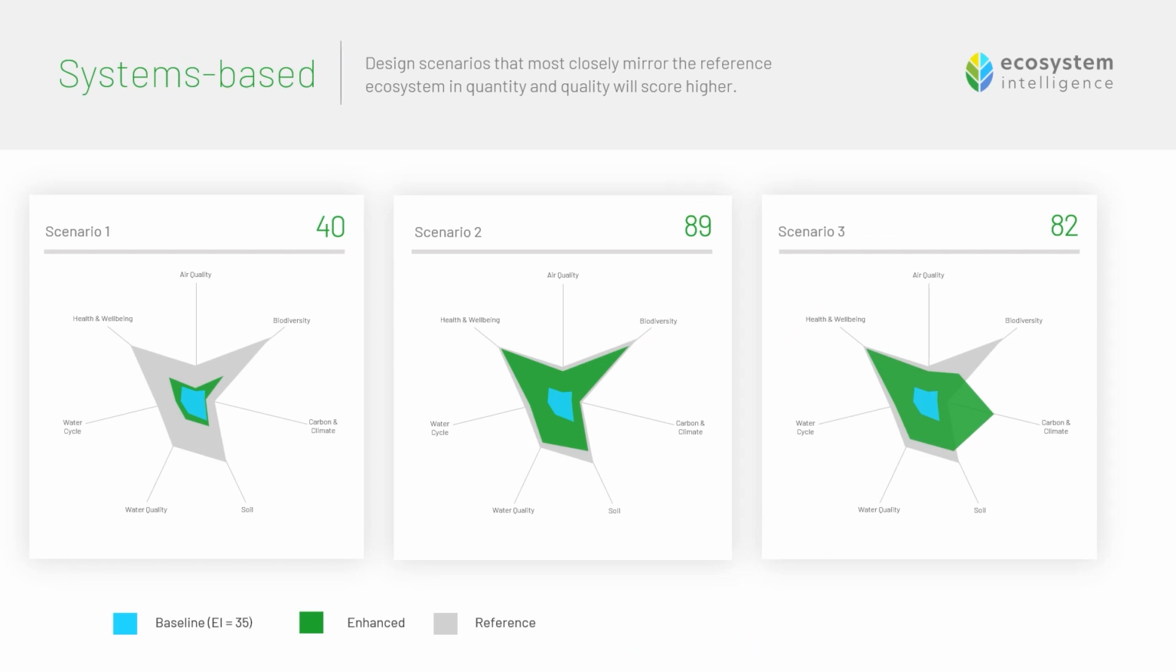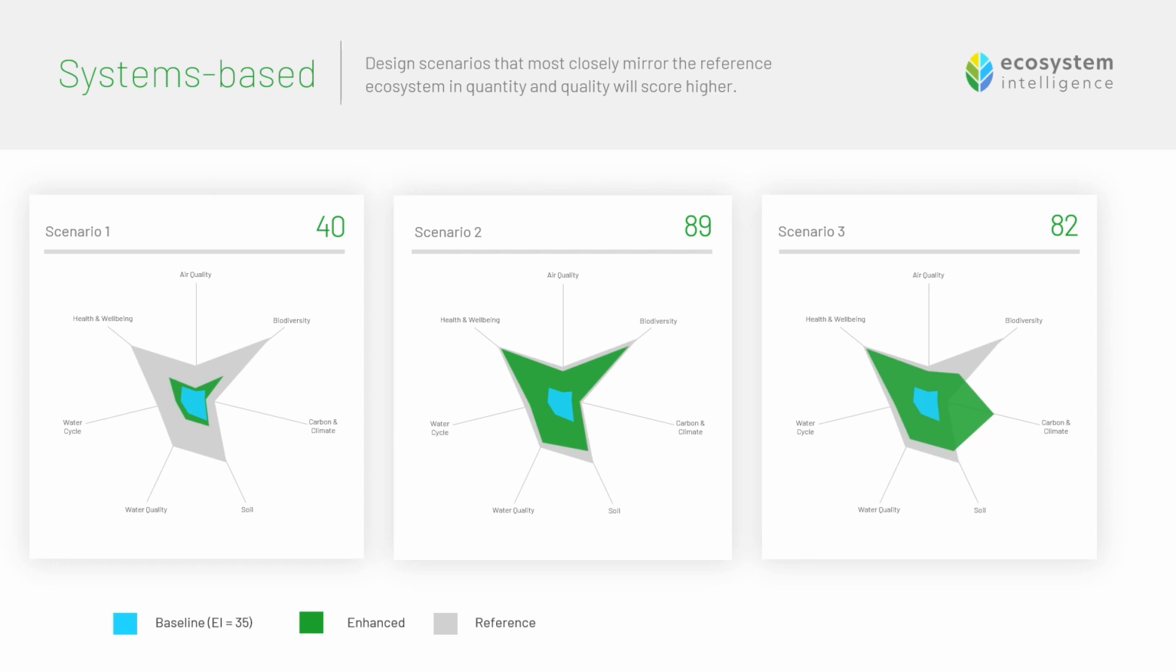The three scenarios shown here illustrate how this works in practice. The three scenarios are for a site development project, although they could as easily be for a restoration project or any other land management activity. Scenario 1 shows a design that provides some improvement upon a baseline score, moving the Ecosystem Integrity Score from 35 to 40.